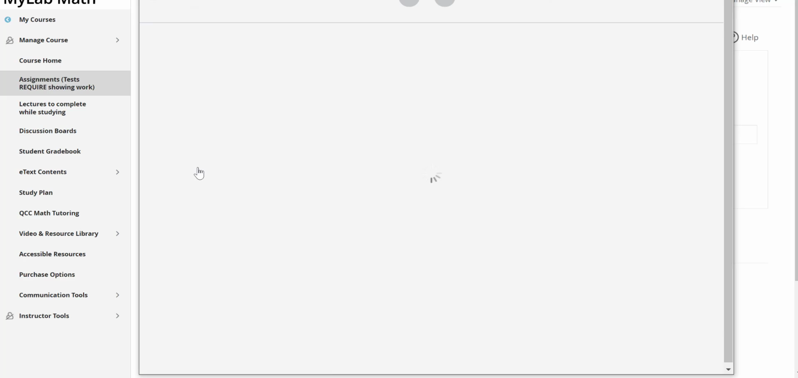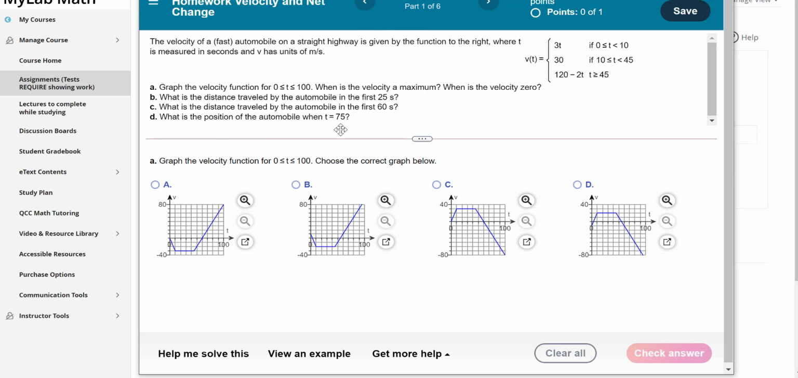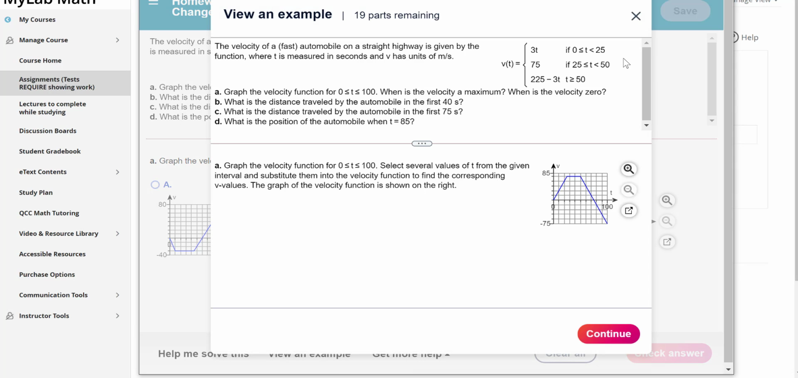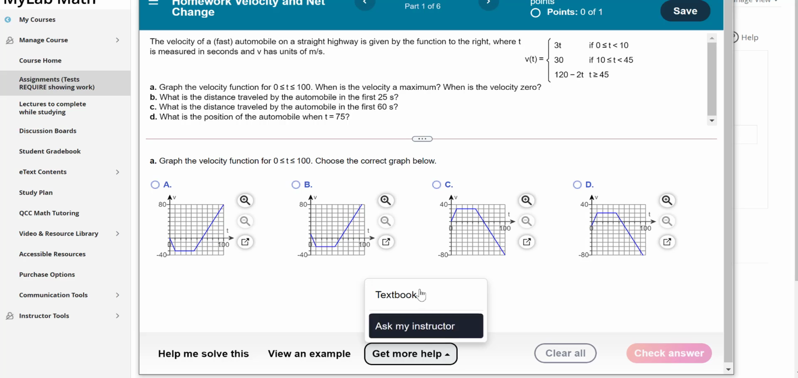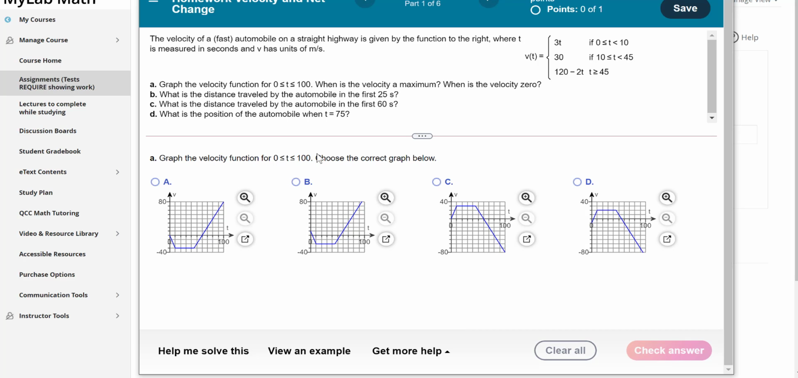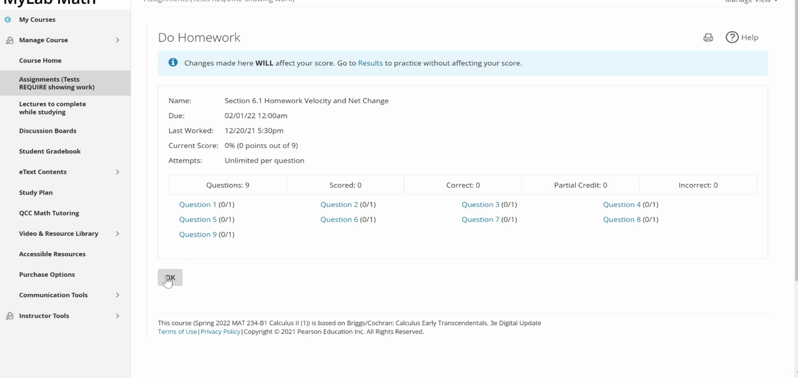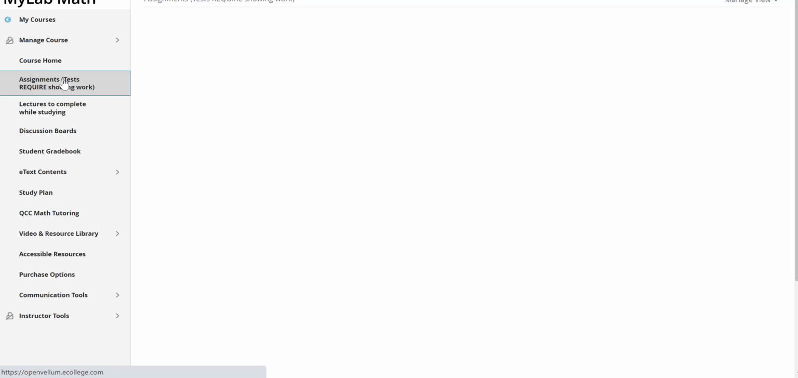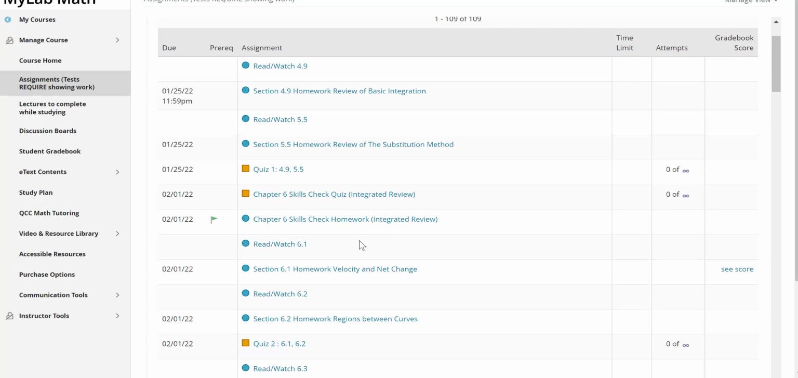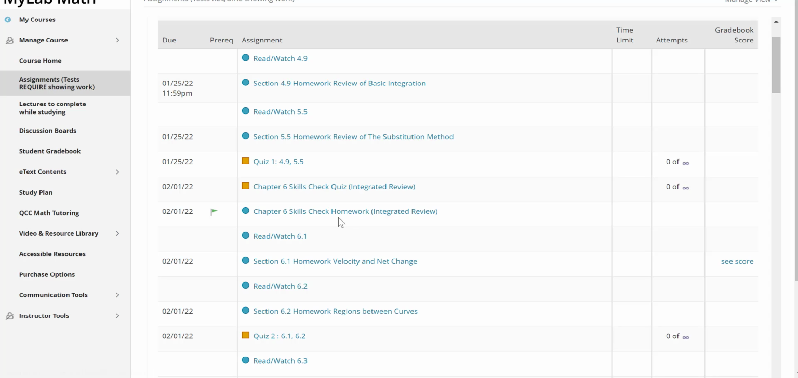If you haven't used My Math Lab before, this is information for you. You can view an example if you need help. You can get more help by looking at the textbook or sending an email to me. But when you solve a problem, you can solve it many times until you get the right answer. I hope you're not trying to look for patterns, but learn from your mistakes. You have infinitely many options for the homeworks and for the quizzes as well, but the tests are only one trial.